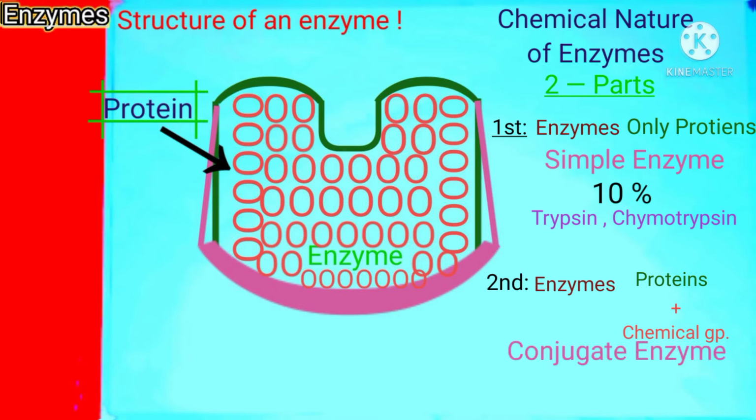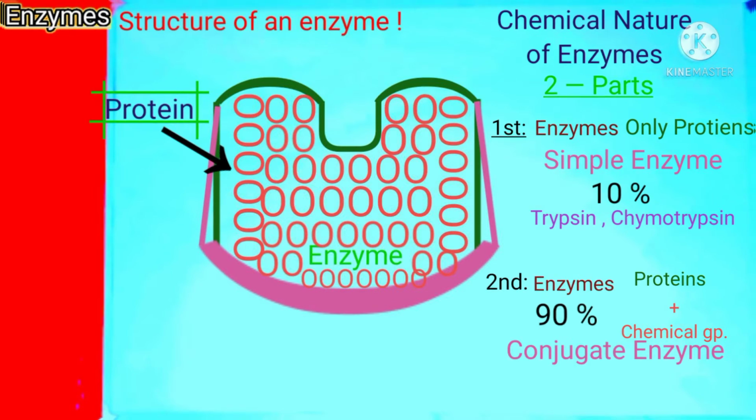So these are called conjugate enzymes, which are about 90% in nature, that we will study in detail in our next video. Dear students, of all the enzymes present in our bodies, 90% are conjugate enzymes, whereas only 10% are simple enzymes in nature.